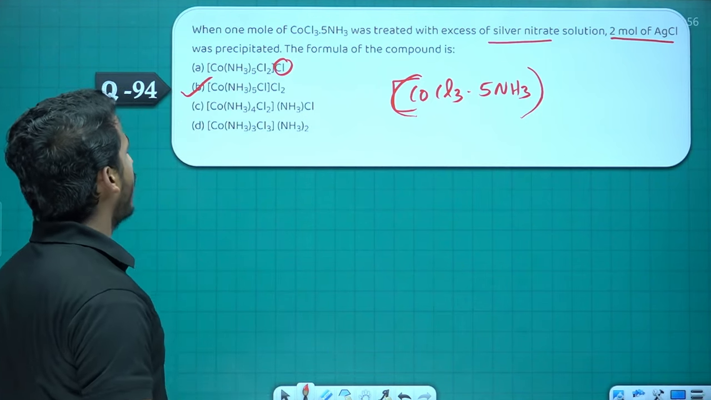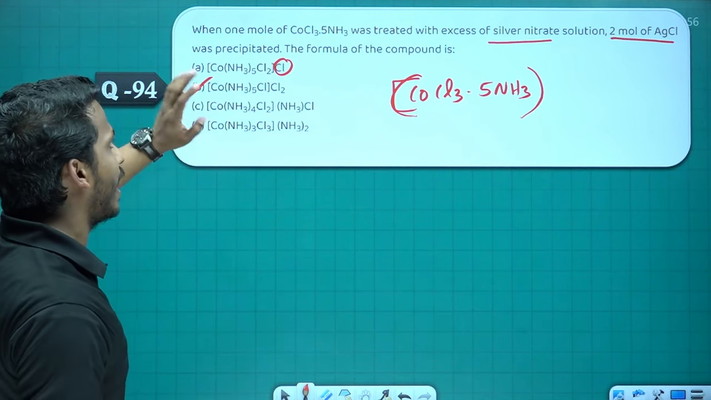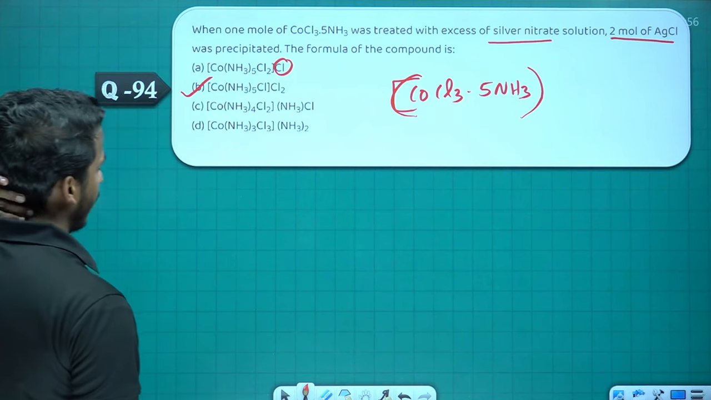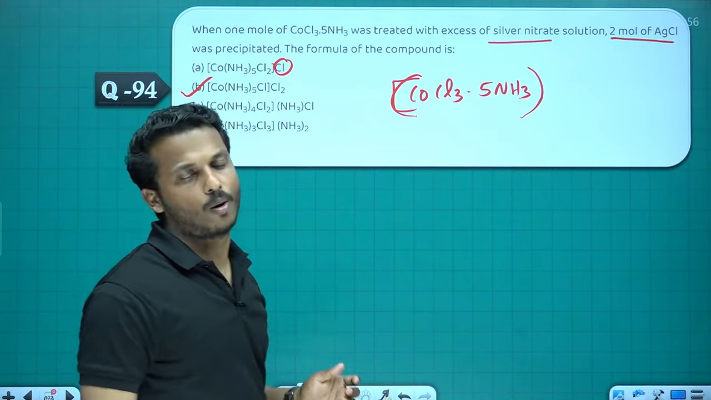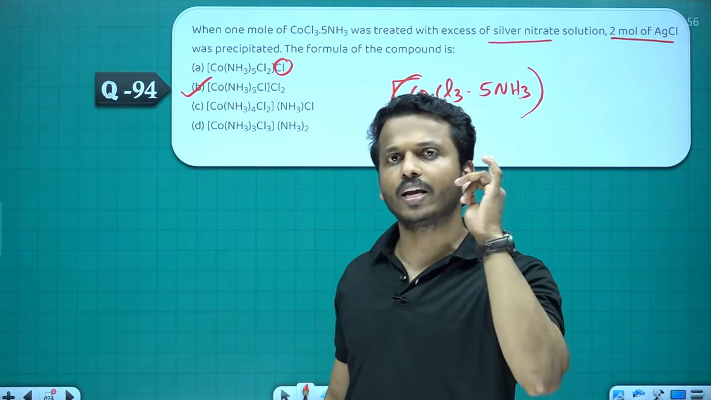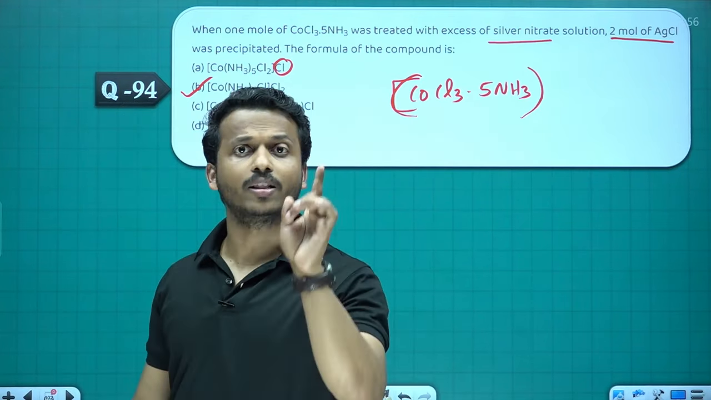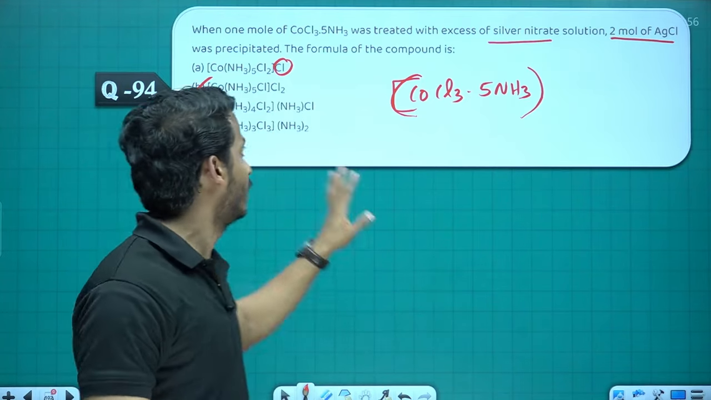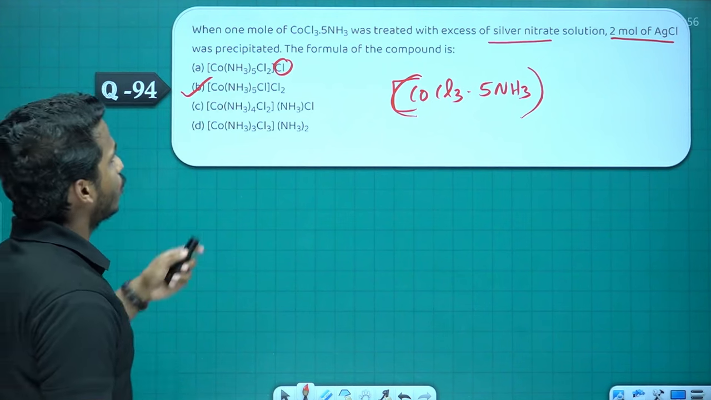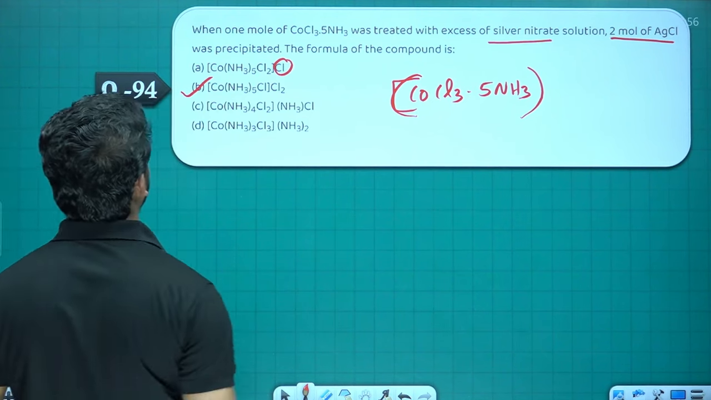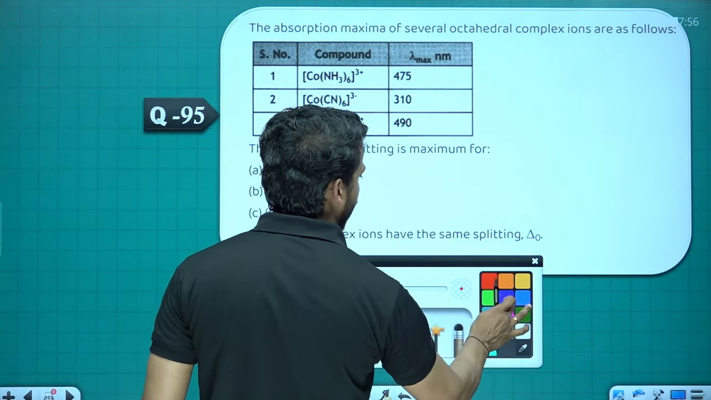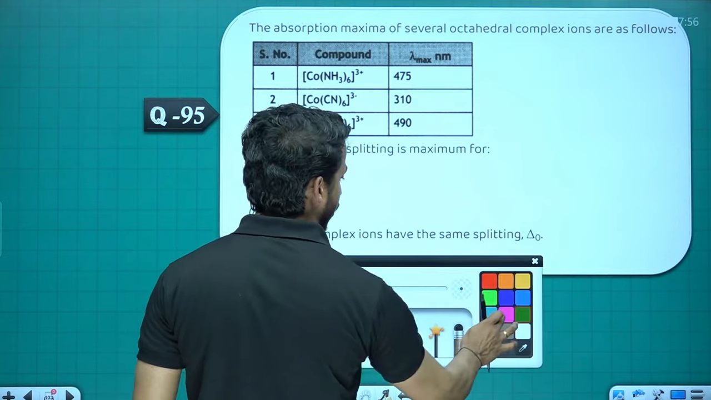Okay, that's it. So when 1 mole of this complex is treated with excess silver nitrate, 2 moles of AgCl were precipitated. What is the formula of the complex? Point is very simple. If they're giving 1 mole AgCl, it means there is 1 chlorine outside. 2 moles AgCl means 2 chlorine outside. That's it. Only 2 moles AgCl, option B. Correct. Now, the absorption maxima of several species are given here.